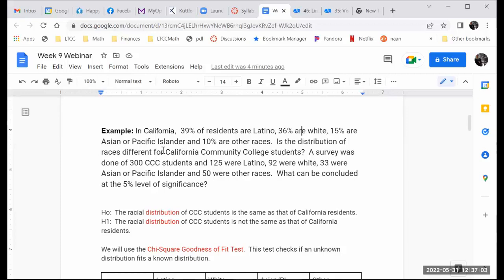I want to let you know this is one example of goodness of fit where the known distribution comes from some census bureau or something. But there are other examples of goodness of fit. We have spent a lot of time in this class saying, for example, we have this group, and does it follow a normal distribution?